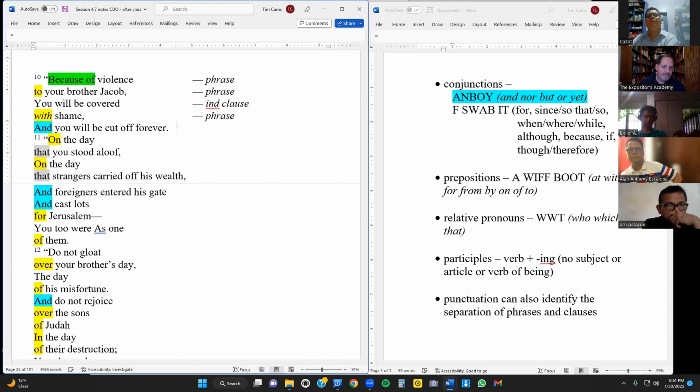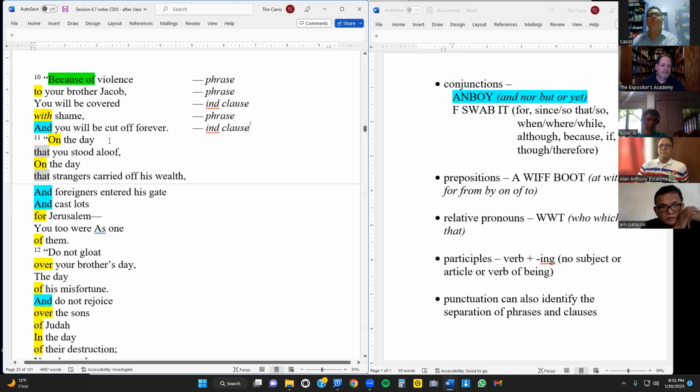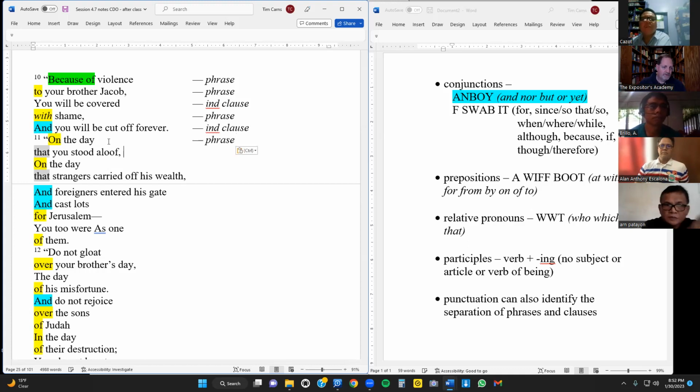You will be cut off forever. Phrase or clause? A clause. Okay. There's a verb, and we said, is it independent or dependent? An independent clause. Very good. Excellent. All right. I'll have you keep going. What about the next one? On the day. Is that a phrase or a clause? Phrase, sir. Yes. No verb.